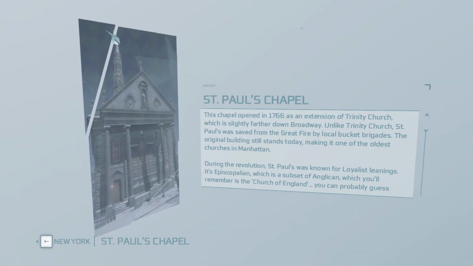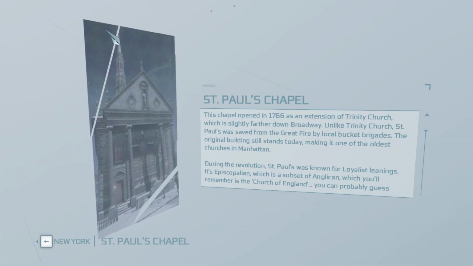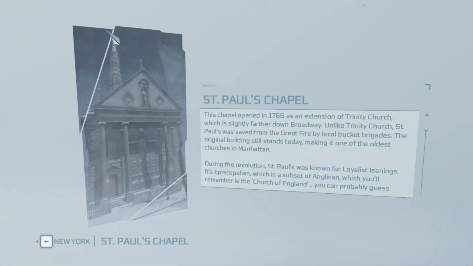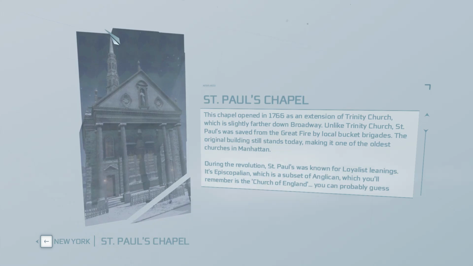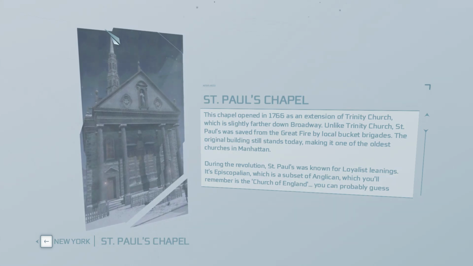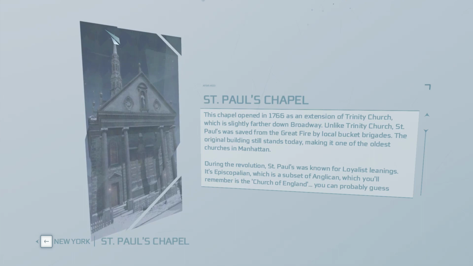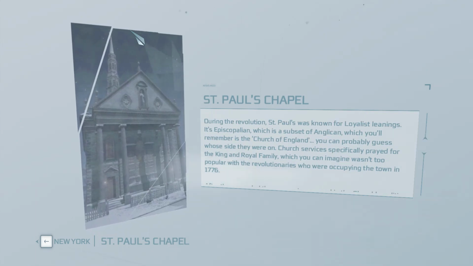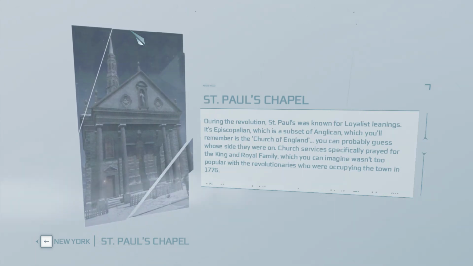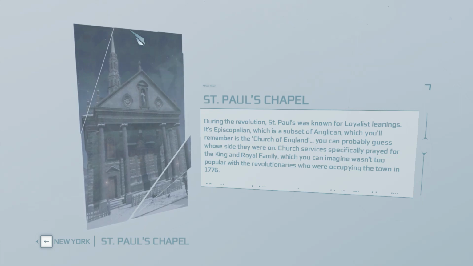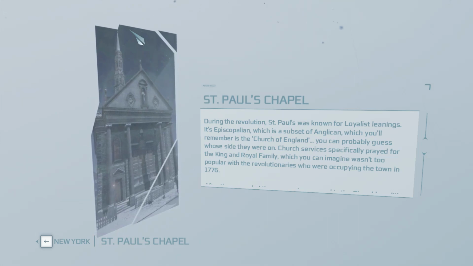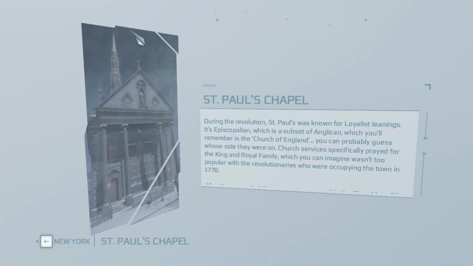During the Revolution, St. Paul's was known for loyalist leanings. It's Episcopalian, which is a subset of Anglican, which you'll remember is the Church of England. You can probably guess whose side they were on. Church services specifically prayed for the king and royal family, which you can imagine wasn't too popular with the revolutionaries who were occupying the town in '76.